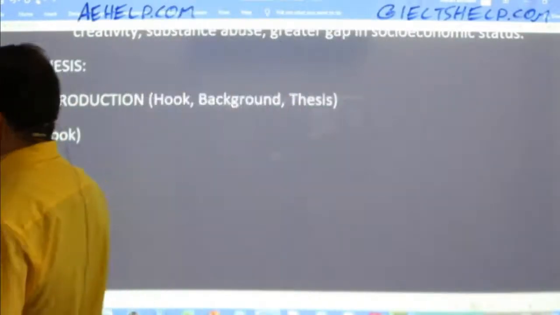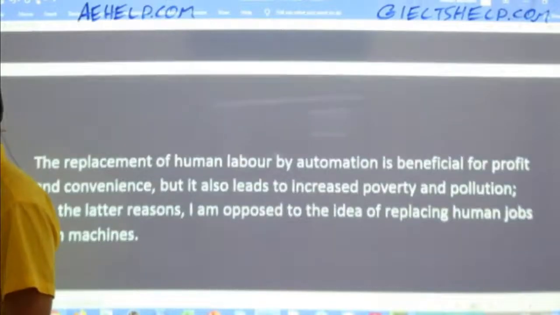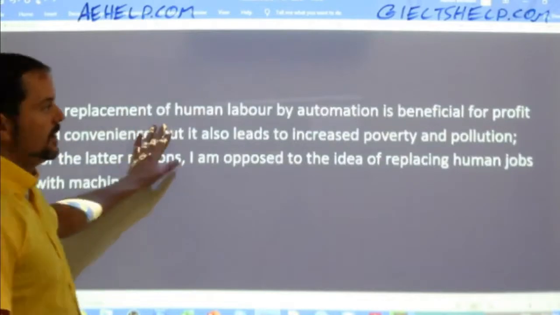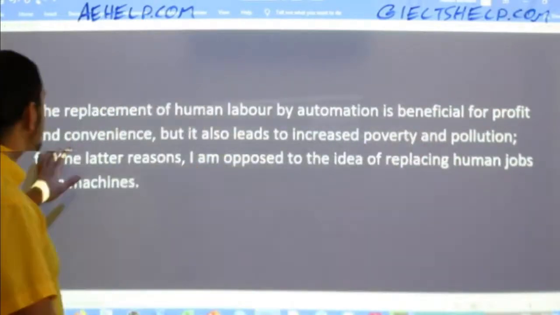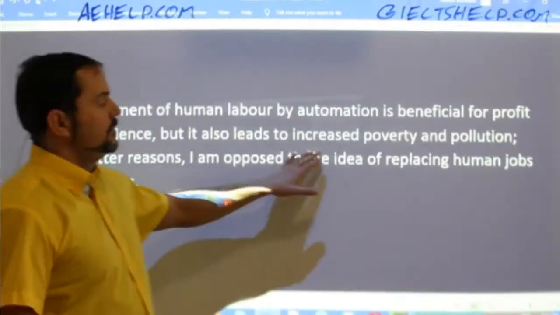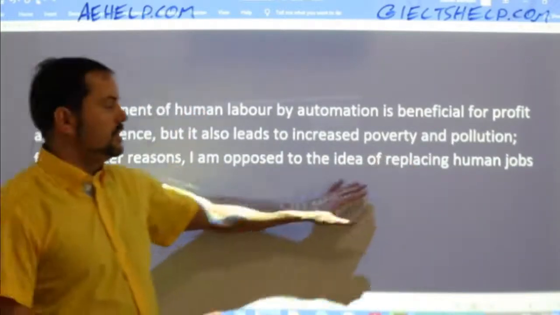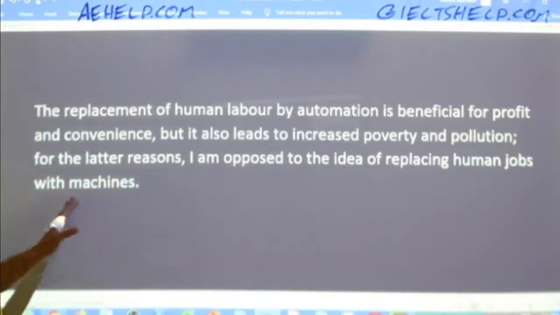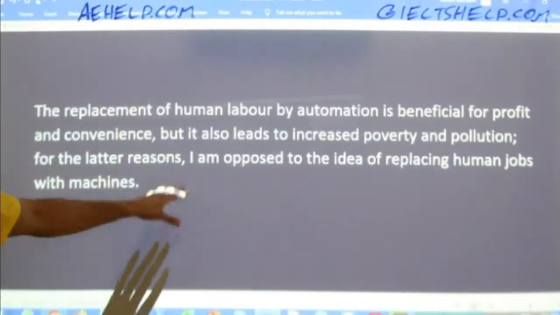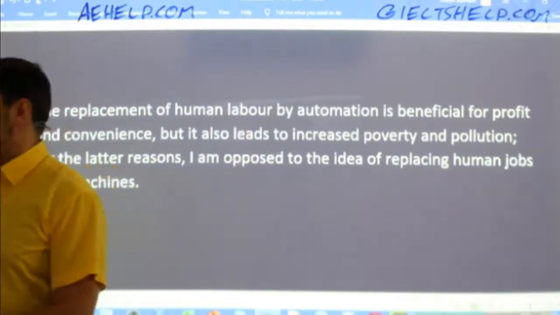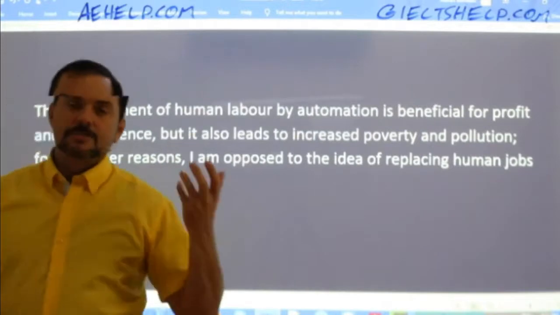Okay. All right. So my thesis is here. Think about a hook, students. So come up with a hook now. This is my thesis. The replacement of human labor by automation is beneficial for profit and convenience, but it also leads to increased poverty and pollution. For the latter reasons, I am opposed to the idea of replacing human jobs with machines. Okay. So this is my thesis. It's quite similar to Preeti's. Some of you went with the other side where it's positive. That's okay as well. Come up with the hook.